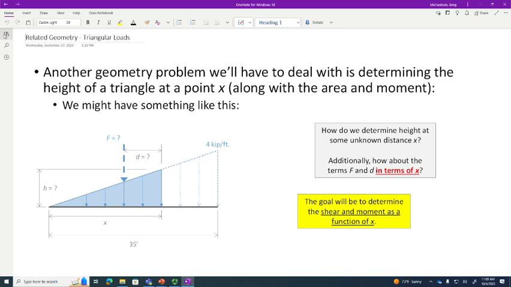So we're talking about a beam. Let's say the beam is 35 foot long. It goes from 0 to 4 kips per foot, and I'm cutting a section right here. Okay? So the idea is I need to determine, so I'm drawing a free body diagram, and just like with uniformly distributed loads, what we'd like to do is collapse that into a single concentrated load, and we'd like to figure out where to put that load.